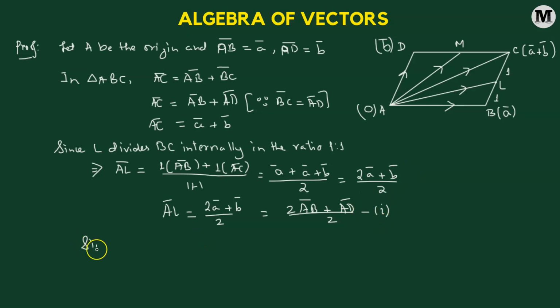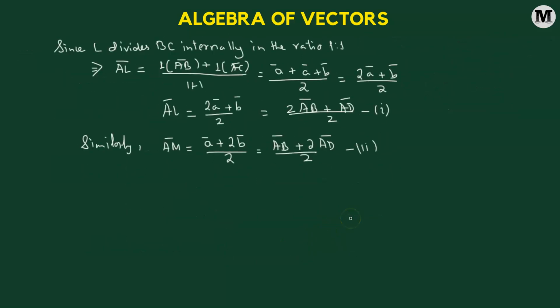Now similarly, we can also find out the position vector of the other point M. So we get AM vector that will become equal to (a vector plus 2b vector) divided by 2, or AB vector plus 2 times AD vector, whole divided by 2. Let this be number 2. So we've expressed AM vector in terms of the adjacent sides of the parallelogram, AB as well as AD.